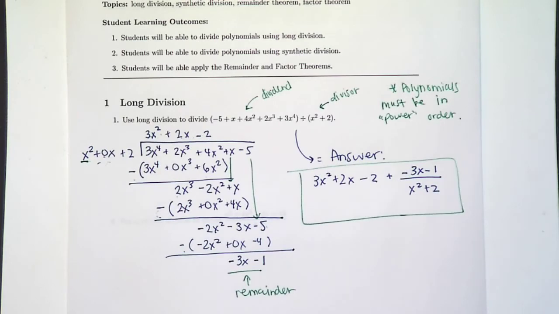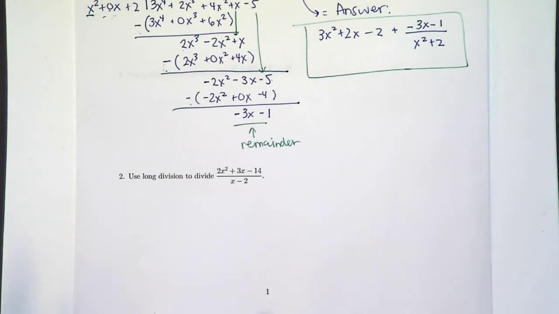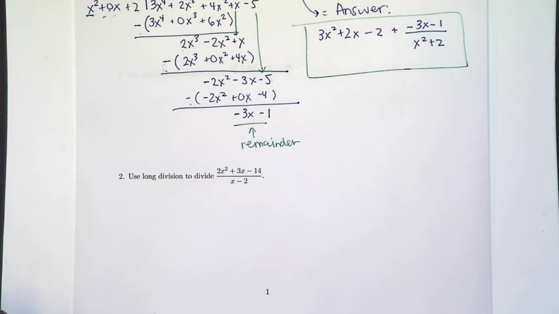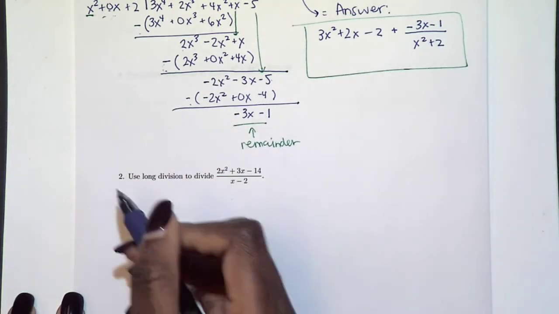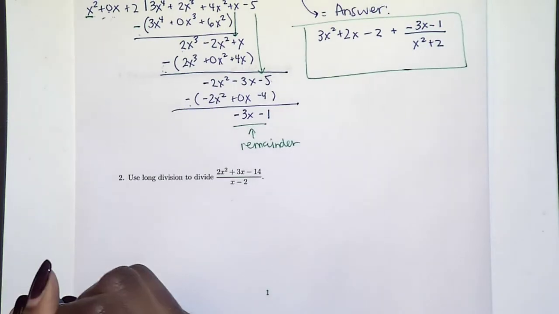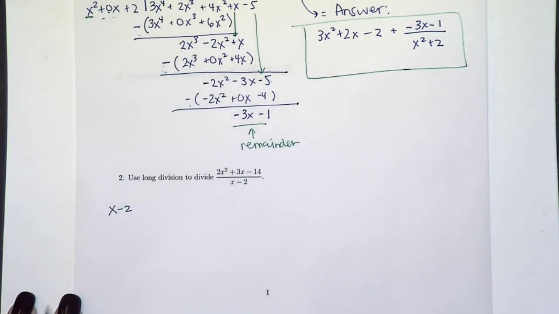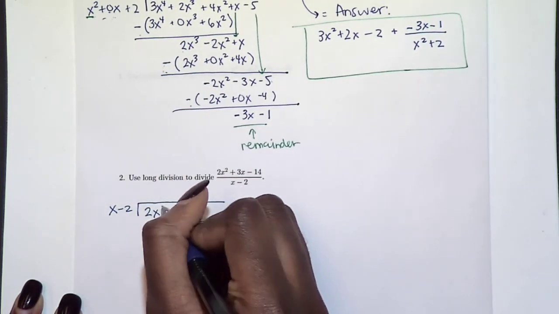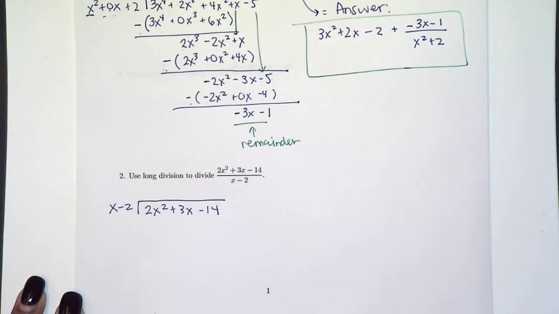Okay, all right, let's do another one. Use long division to divide these two. All right, so you can also see it this way as a fraction rather than the division symbol. All right, so our x minus 2 goes on the outside. Everything seems to be in order and we aren't missing anything, so we can just write it as is. X squared plus 3x minus 14 goes on the inside.